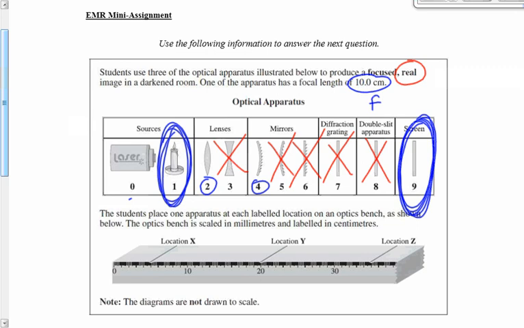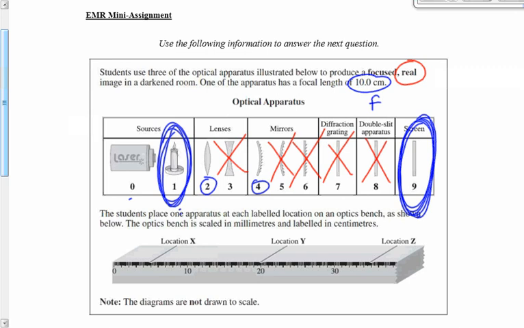The candle produces an image that's a candle flame. The laser produces an image that's a focused dot. I would have definitely picked the candle, but you would have gotten credit for this if you had picked option 0 as opposed to option 1. So we've got 3 apparatuses that we want to use at locations X, Y, and Z. One of them is going to be object 1, but you could have replaced that with 0. It's interchangeable. One of them is object 9, and the other one is going to be either 2 or 4.